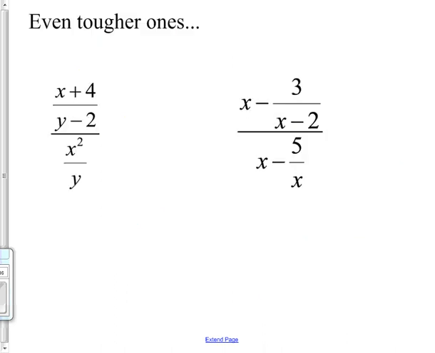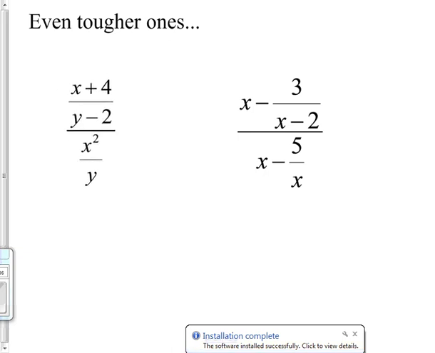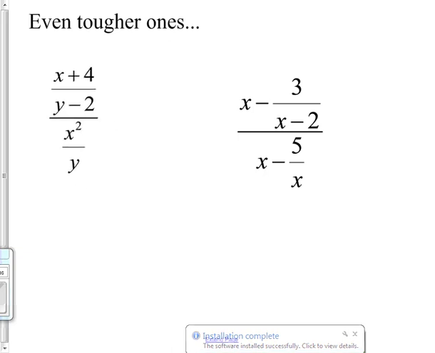I'm moving on. Here's some even tougher ones. Take a look at this one. I just a second ago told you two ways that you could handle one of these. You could either multiply by something on the top and the bottom that'll make the denominators get fixed, or you could flip the bottom one over and make this into a multiply by that. If I were you in this case, I'd do that way. I'd flip the denominator over and change it to a multiply problem.